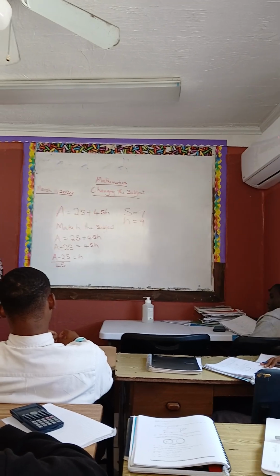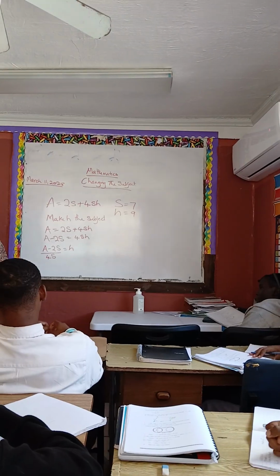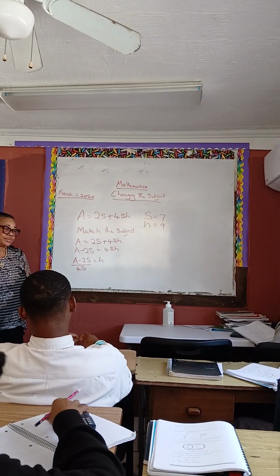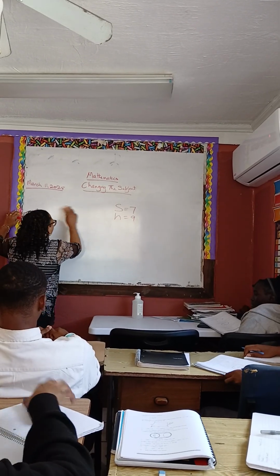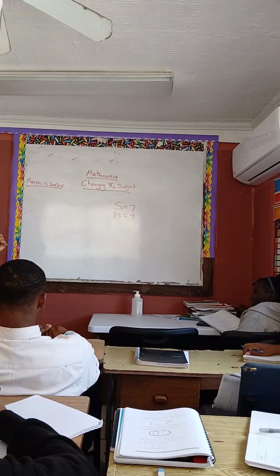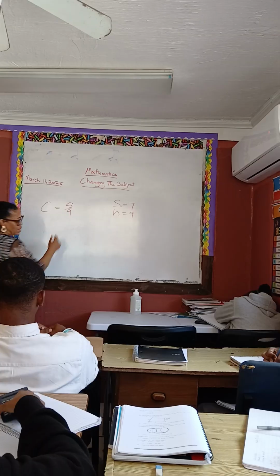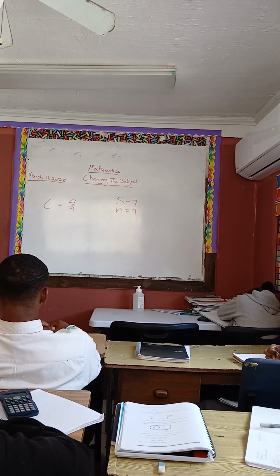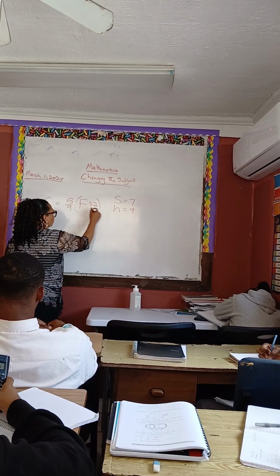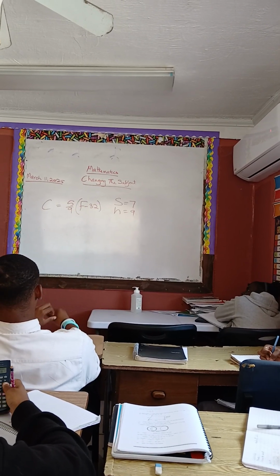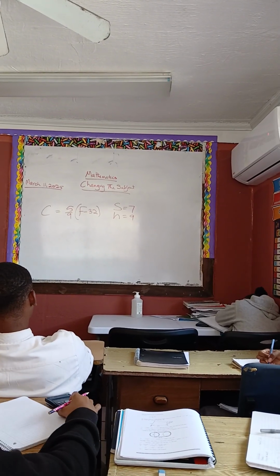Okay. Now let's try another problem that has another principle. As I said, another principle. This one says C is equal to 5 over 9 times F minus 32. C equals 5 over 9 times F minus 32. And they're telling me to make F the subject.